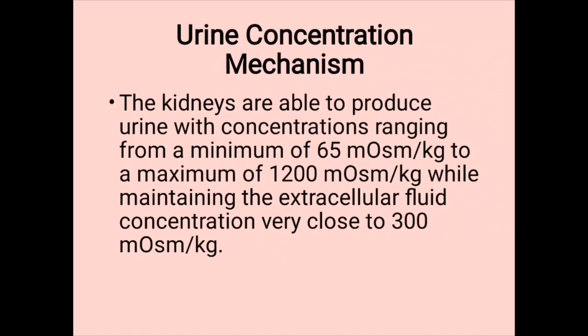So urine concentration mechanism is the kidney are able to produce urine with concentration ranging from a minimum of 65 milliosmoles per kilogram to a maximum of 1200 milliosmoles per kilogram, while maintaining the extracellular fluid concentration very close to 300 milliosmoles per kilogram.